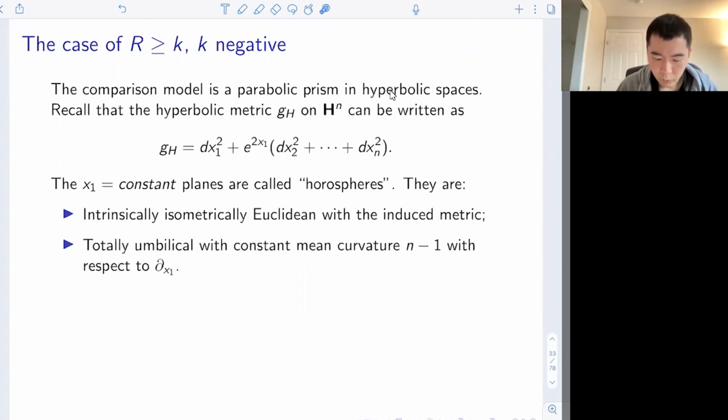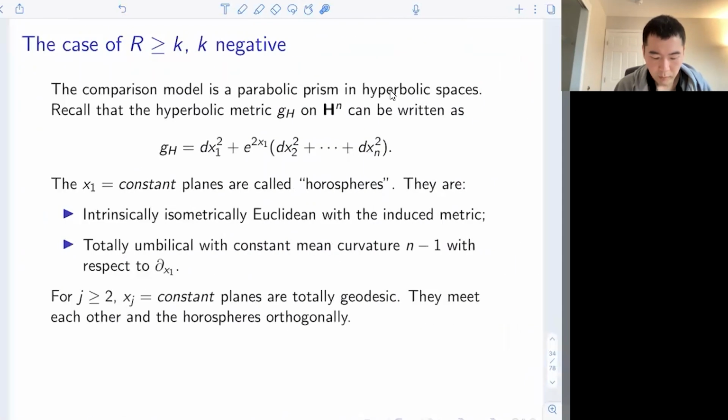Then, extrinsically, these x1 equal to constant planes are totally umbilic with constant mean curvature n-1. So they are called horospheres, and I believe this is one of the reasons. And if you take j at least 2, then these xj equal to constant planes are totally geodesic. Each of these planes, x1 equal to constant and xj equal to constant, are orthogonal to each other.